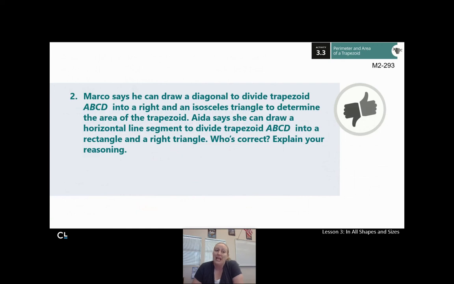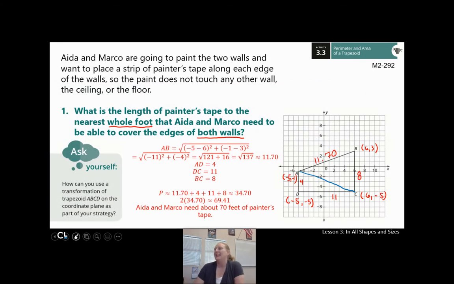But Ada says she wants to do it differently. She says she can draw a horizontal line segment to divide our trapezoid into a rectangle and a right triangle. Ada says, what if we just draw a horizontal line from A and right across? And that way we have a right triangle and we have a rectangle. So Ada's saying, what if we did that?